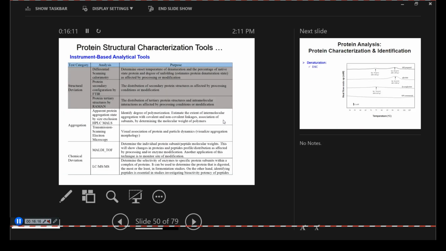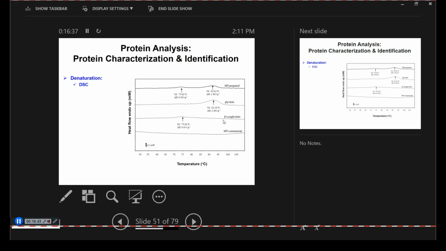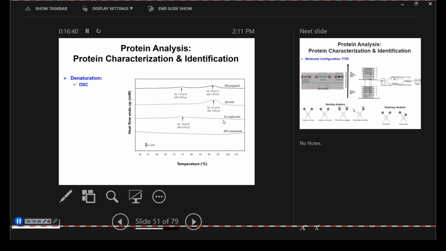so I'll spend some time now talking about instruments that we use, or analytical tools that are instrument-based, that we use for structural characterization. Specifically structural characterization, and in other cases also identification of the peptide or the protein. So if we look at structural characterization using instruments, the very first one that is the most common for looking at protein denaturation is differential scanning calorimetry. Are you familiar with it? Who doesn't know what a differential scanning calorimetry is? And it's okay if you don't know.